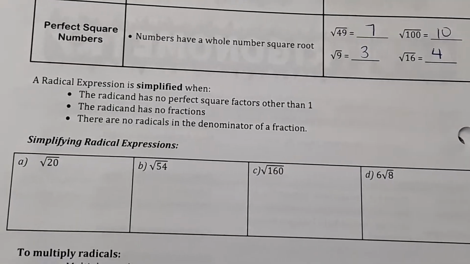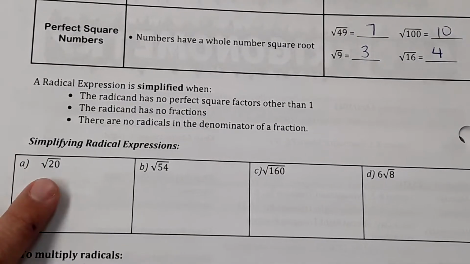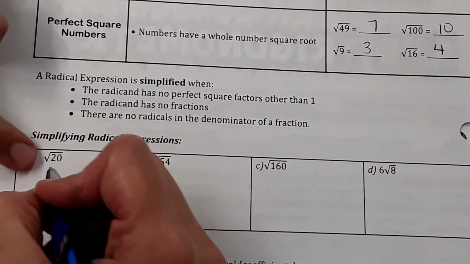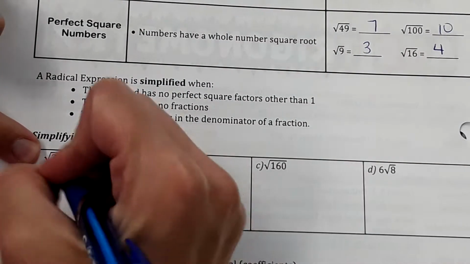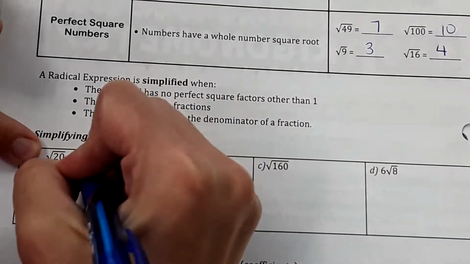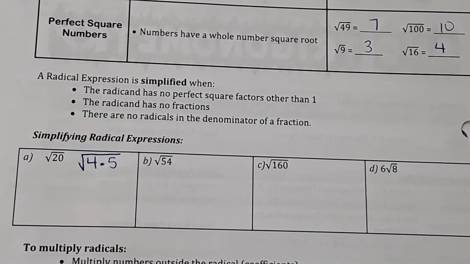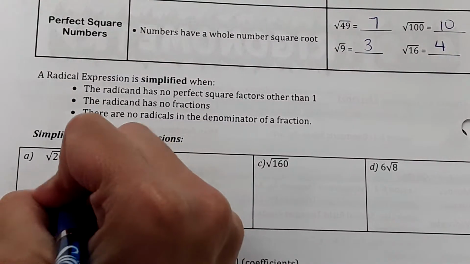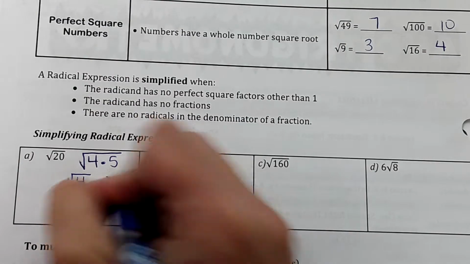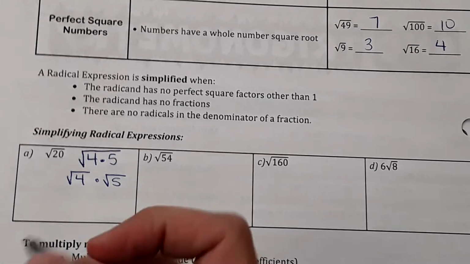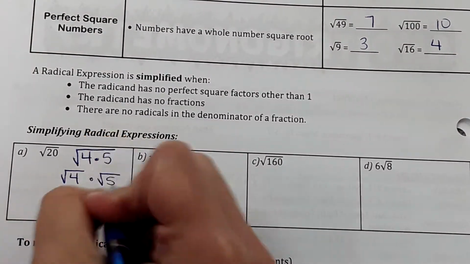Okay, so we're going to focus on simplifying radical expressions. So here we have square root of 20. You may be thinking, oh, just plug it in a calculator, but that's not what we're doing today. Actually, we're doing no calculator work with this. What we're going to do is split this up into two factors. So square root of 20 is the same as square root of 4 times 5. Then you can rewrite this as square root of 4 times square root of 5. Square root of 4 is just 2, and then this is 2 square root of 5.